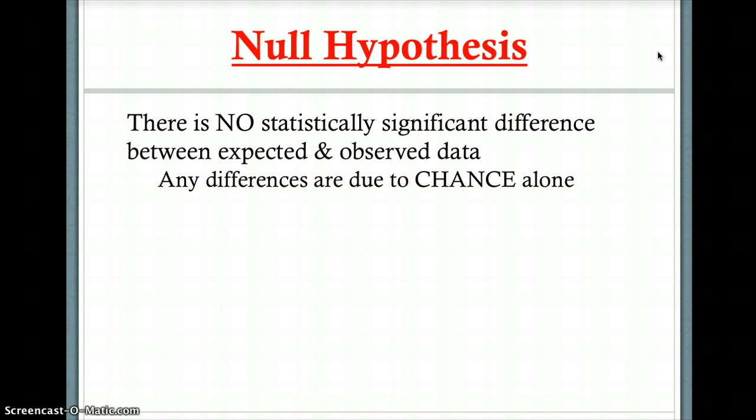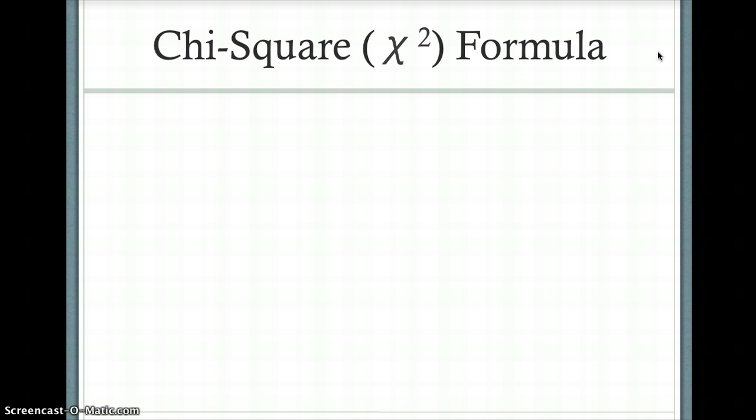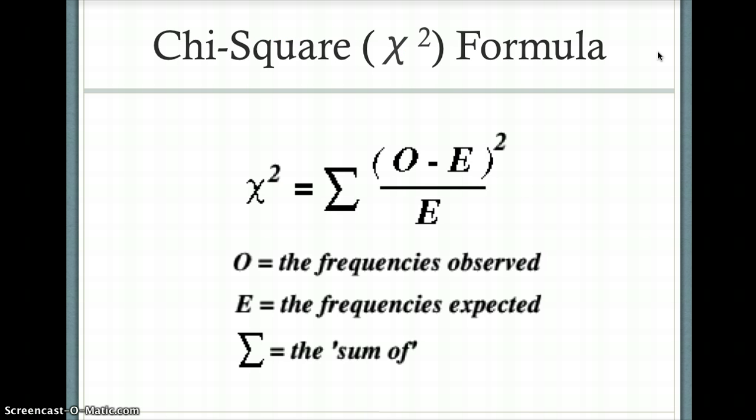We can measure our data and see if there's a statistical difference between the two thanks to the chi-square. And basically, the null hypothesis is saying that any differences are due to chance alone. So here is the formula, and when you look at it, you could probably freak out a little bit, but we're going to break it down. It's going to be pretty easy.